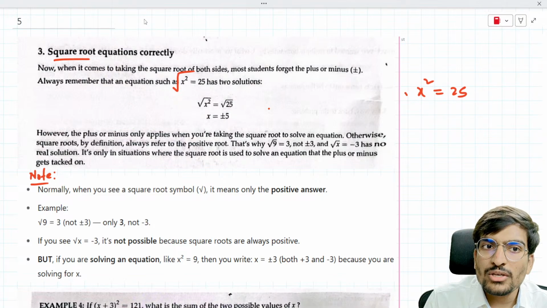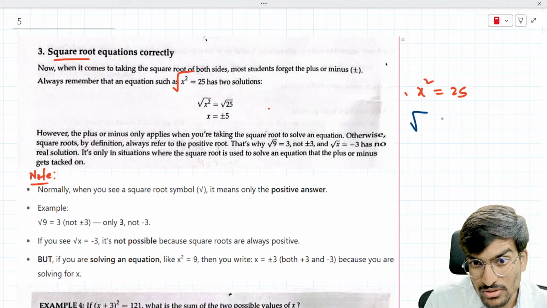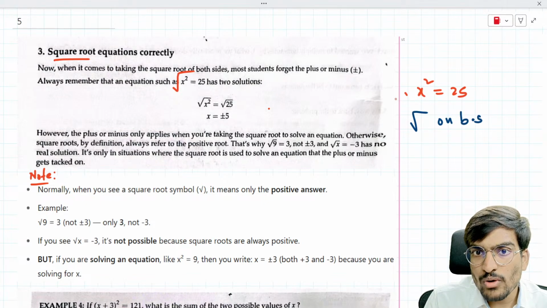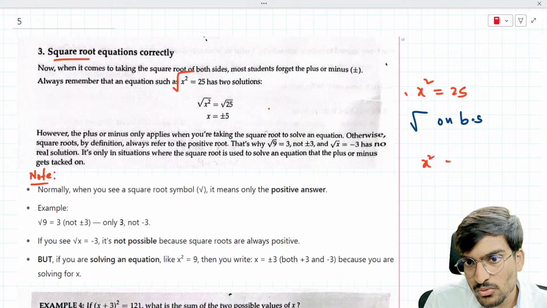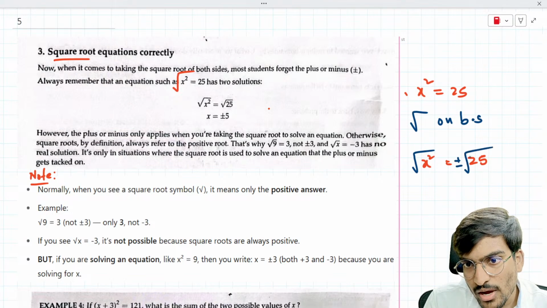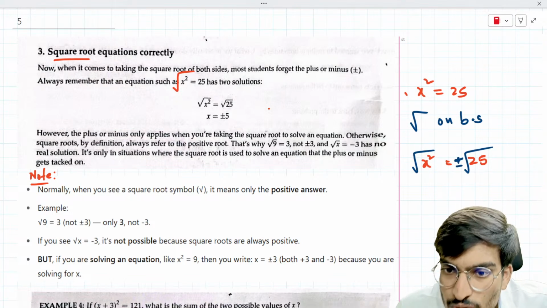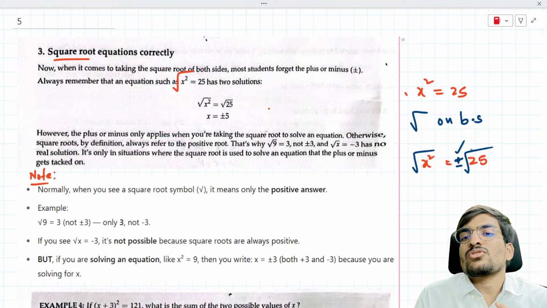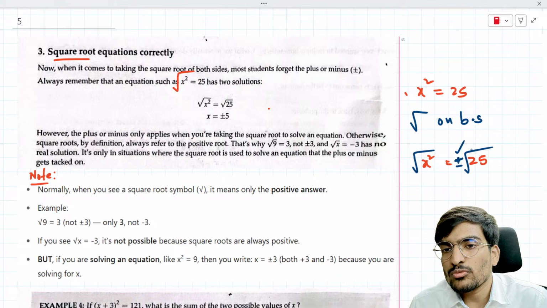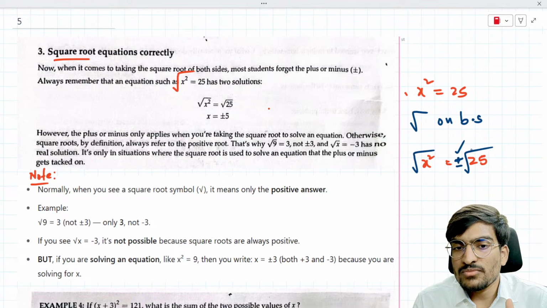And remember this is the main point, whenever you do square root on both sides, what happens? x square equals 25, and then square root gives plus or minus square root of 25. So here you have to keep plus or minus whenever you do that. Whenever you apply square root on both sides, plus or minus comes into the picture.